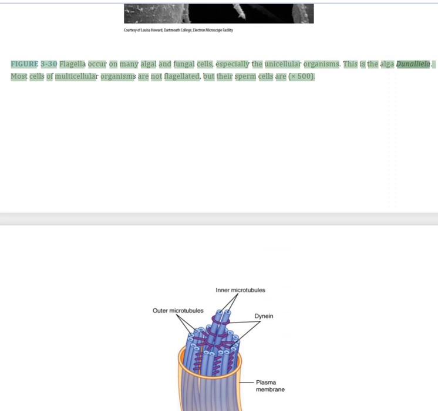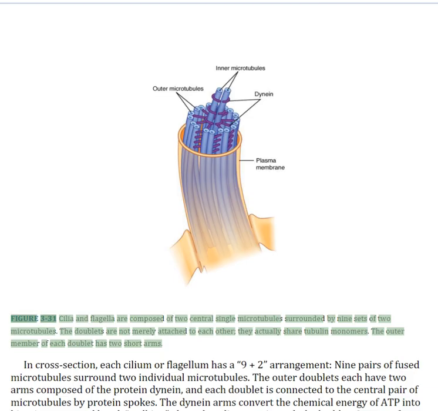This is the alga Dunaliella. Most cells of multicellular organisms are not flagellated, but their sperm cells are. Figure 3.31: Cilia and flagella are composed of 2 central single microtubules surrounded by 9 sets of 2 microtubules. The doublets are not merely attached to each other, they actually share tubulin monomers. The outer member of each doublet has 2 short arms.